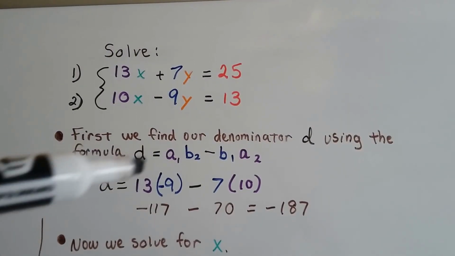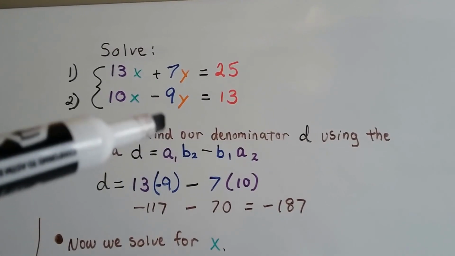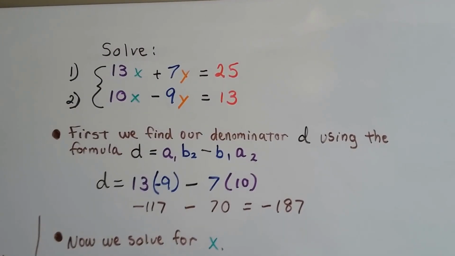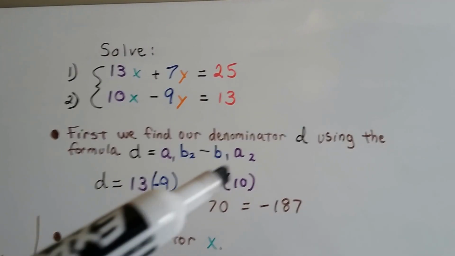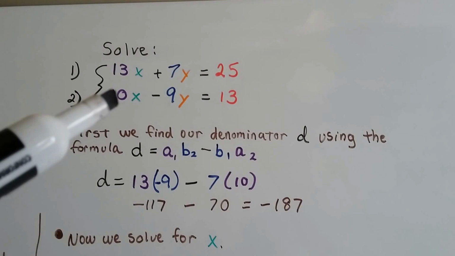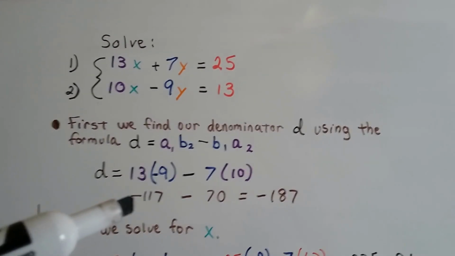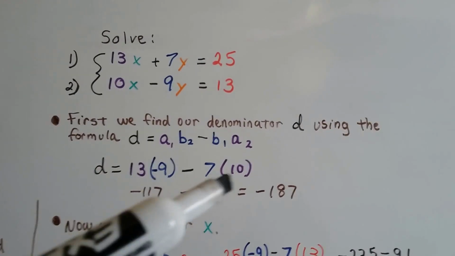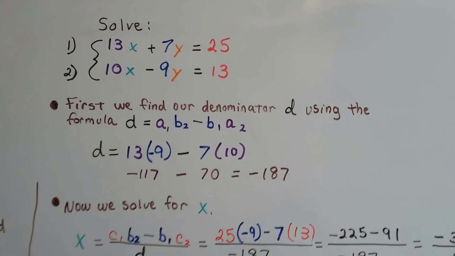So we've got a1, which is 13, and we need to multiply it by b2. That's negative 9. Then we've got b1, which is the 7, and that's going to be multiplied by a2, which is the 10. 13 times negative 9 is negative 117. 7 times 10 is 70. We need to subtract it, and we get negative 187. So now we have our d.